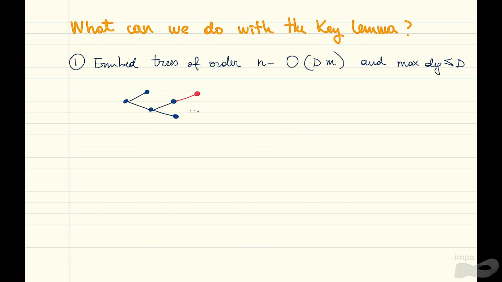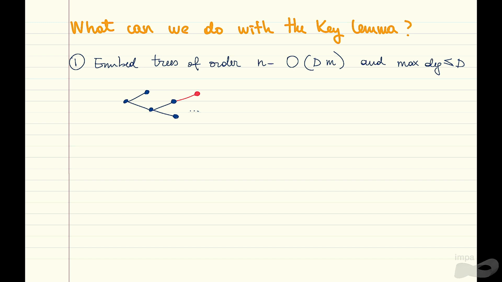Very good. So the first thing we can do here is to embed trees, very large trees. So this lemma is saying, OK, if I want to embed a tree, I can do a vertex by vertex embedding. And as long as the tree has maximum degree at most d, and it has at most n minus some constant times d times m vertices, we can embed this tree easily, just using this method. So this method for free gives us very, very, very large trees. Okay, what else can we do?